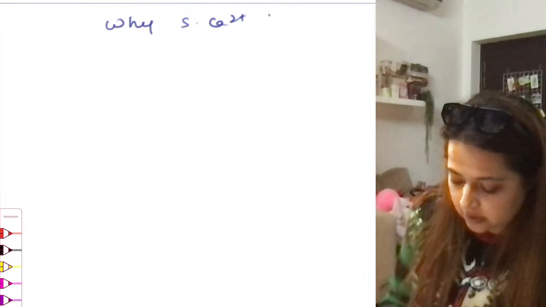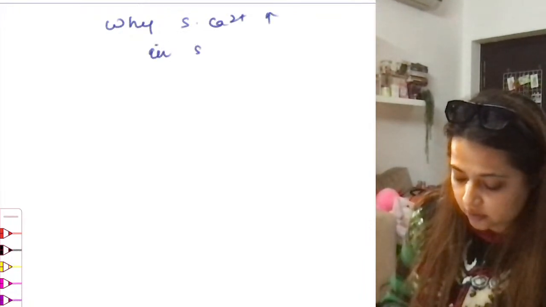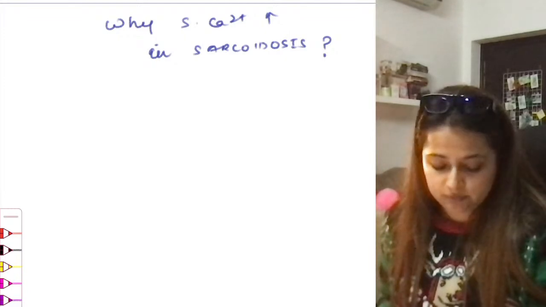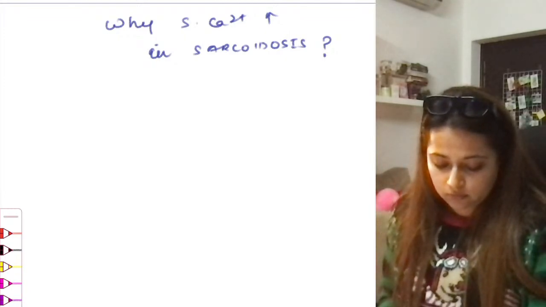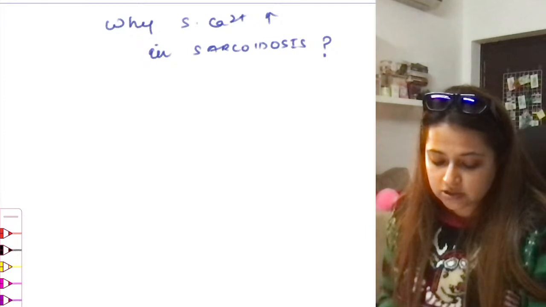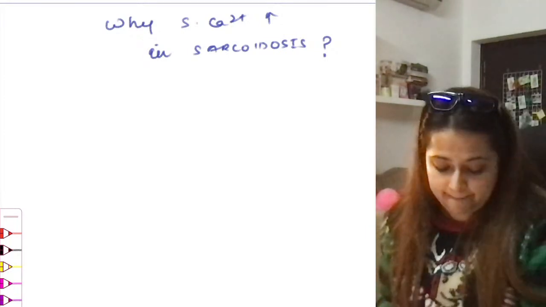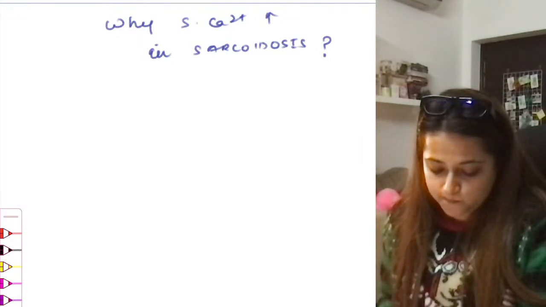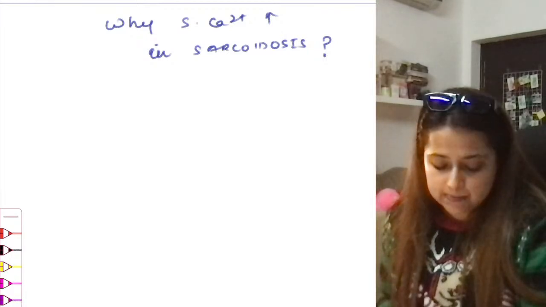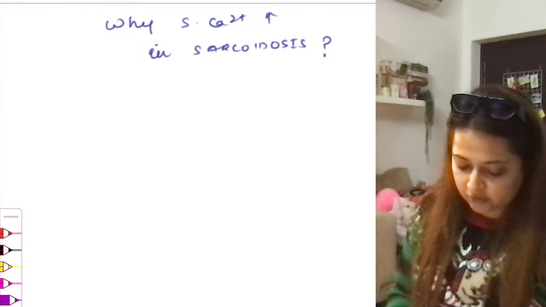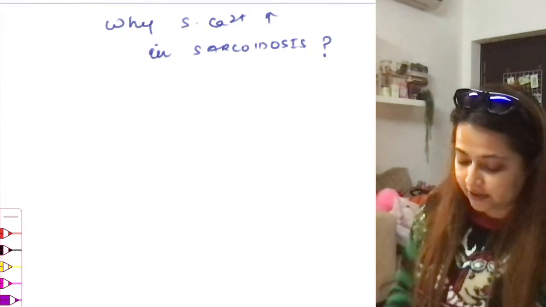Now, the question that could be asked to you is why serum calcium levels are increased in sarcoidosis. What is the reason that sarcoidosis patients have increased serum calcium? Anyone? Can anyone answer this question? All right, I'll explain this to you. Yes, Gurjeet, you gave the right answer.